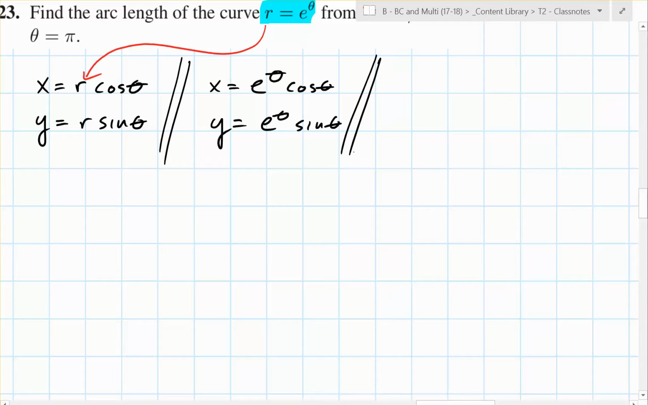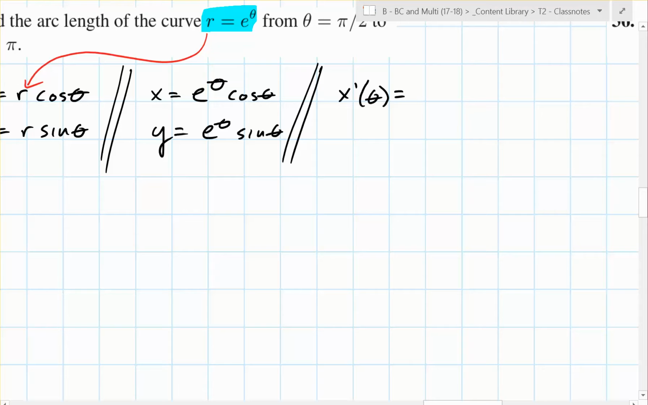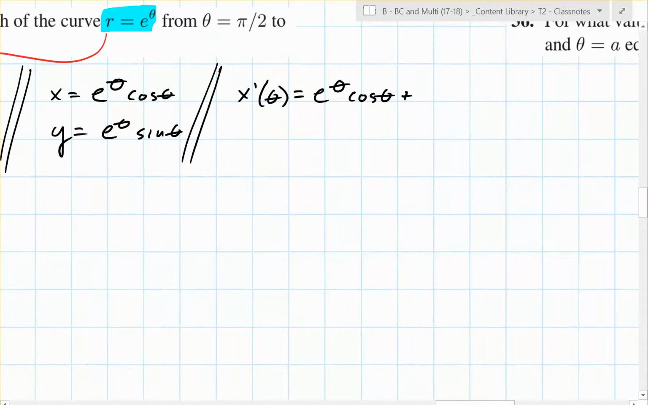What do we need to do now? We did one of these yesterday. What do we need to do now? Exactly, Josh. Exactly. So what differentiation rule do we need to use? Product rule. Exactly. So x prime of theta is going to be the derivative of the first times the second plus what? The first times the derivative of the second.